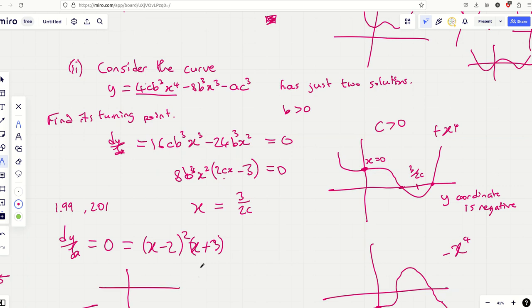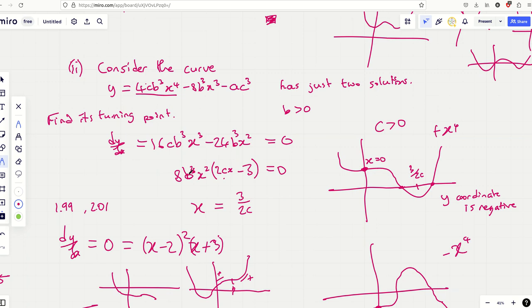In other words, this curve, which is a quartic, has turning points at minus 3 and 2, so it must go through like this. When x equals minus 3, you've got a turning point, so maybe it does something like that, but then at x equals 2, you've got something like that, and you can see it because the gradient's positive both sides.